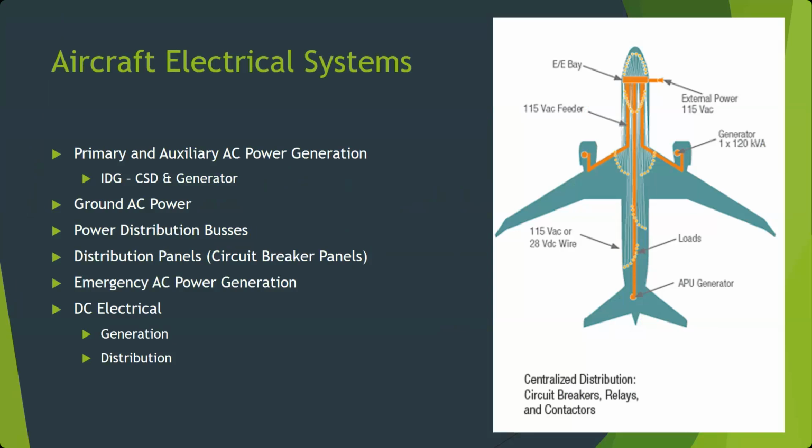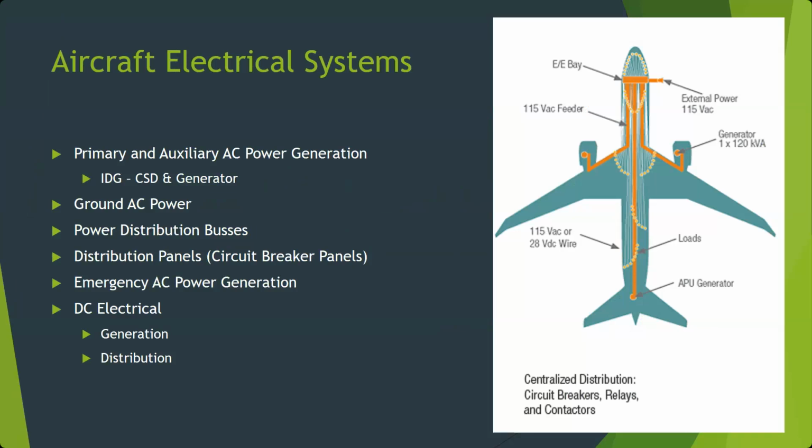Then from those buses, that's the main power backbone, and then distribution panels, circuit breaker panels that actually send power to the individual components, subsystems, devices, and that kind of thing. Emergency AC power generation, and then we'll look at the DC electrical systems, which on transport aircraft typically rely on AC. They take AC and rectify it for DC use, but they do have backup systems in case of emergencies or loss of power.